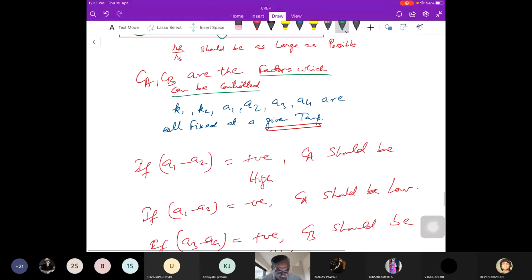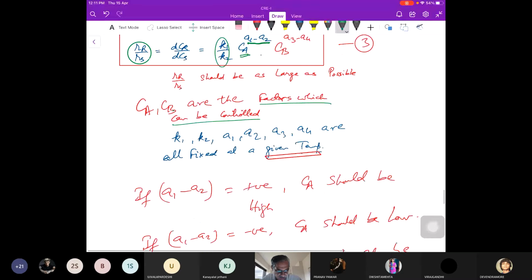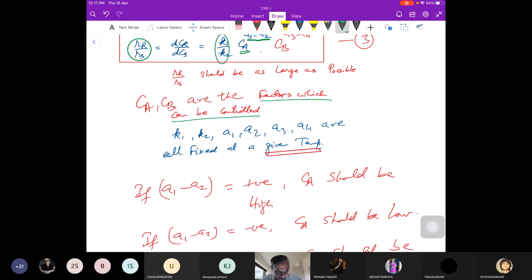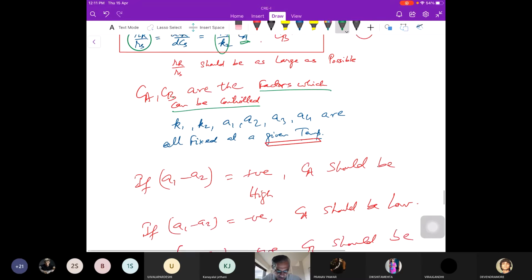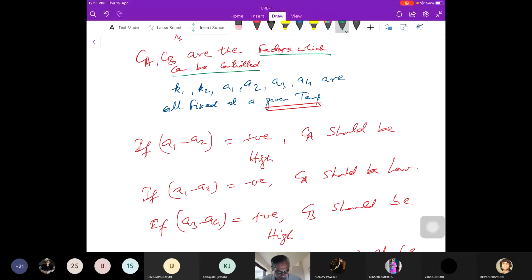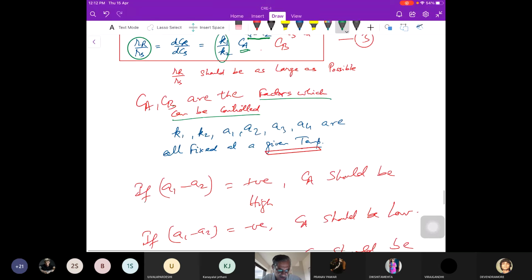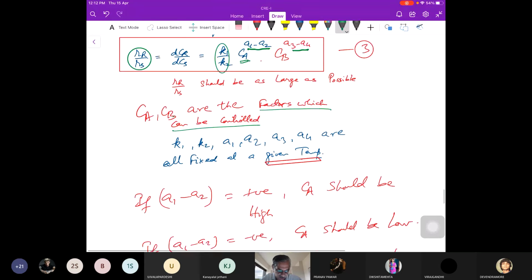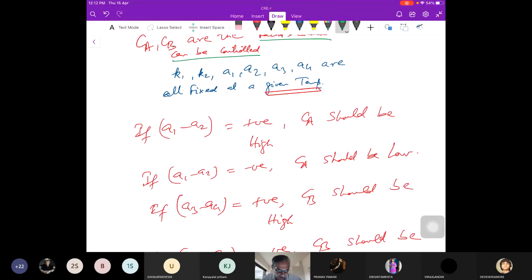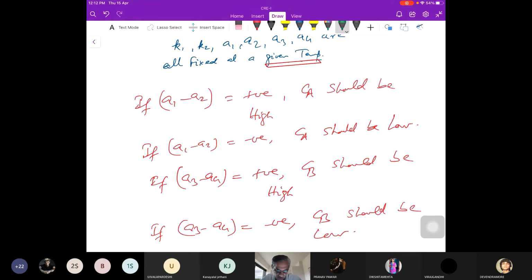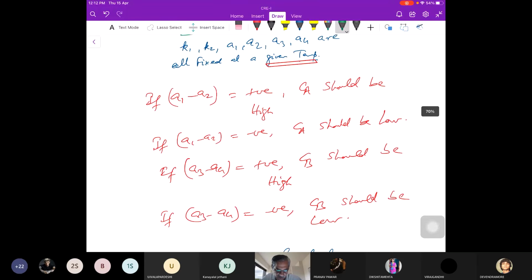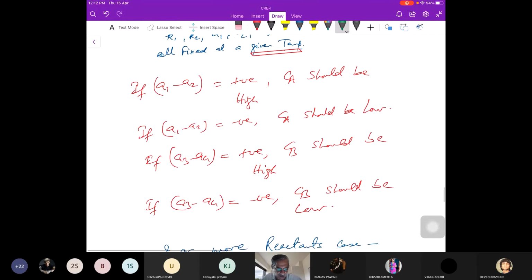And then we saw that if a1 is greater than a2, or a1 minus a2 is positive, then CA should be high. If a1 is less than a2, or that means a1 minus a2 is negative, then CA should be low. And in other cases, if a3 minus a4 is positive, it means this power is positive, then concentration of B should be high. And if a3 minus a4 is negative, then concentration of B should be low. So these are the four situations. We can have any combination.